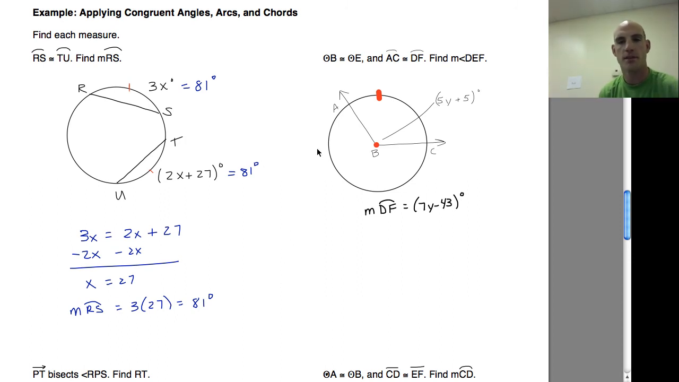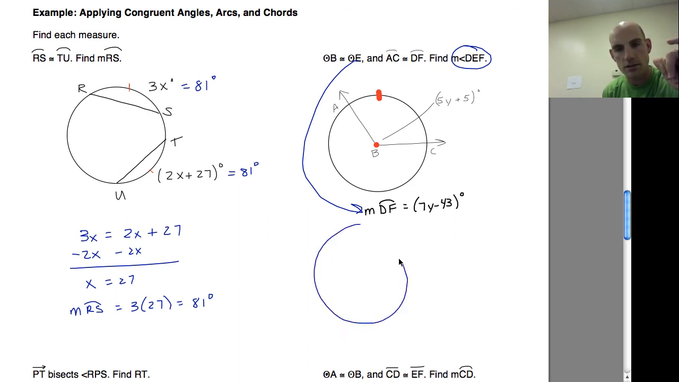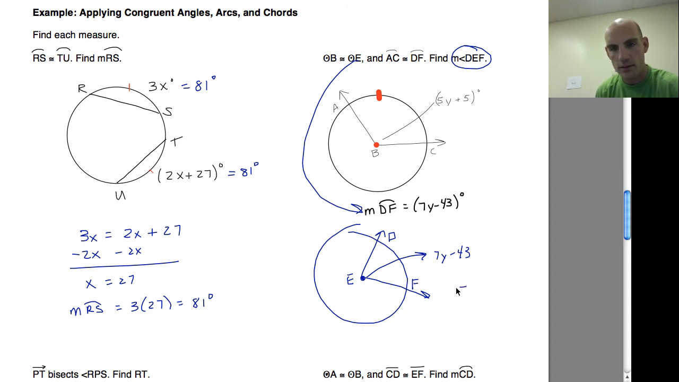Next one. Two circles are congruent, and these go together. So AC is congruent to DF. AC has a central angle of 5y plus 5, and I want to find the measure of angle DEF. If I have DF, it has a central angle of DEF. What if I drew this circle here? I'll label this E, and this will be D, and this will be F. The central angle measure here is 7y minus 43. I think that gives you a better picture of what's going on. If 5y plus 5 is equal to 7y minus 43, then I have an equation to solve.